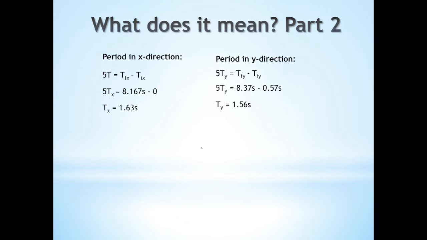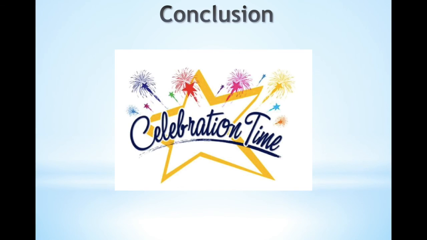What does it mean, part 2? As seen by these calculations, when we make two separate calculations for the period of oscillation, our values are slightly different. The period in the x direction is 1.63 seconds, and the period in the y direction is 1.56 seconds. This is because in the x direction, the only force acting on the mass is the force of the spring, whereas in the y direction, there is both the force of the spring as well as the force of gravity.